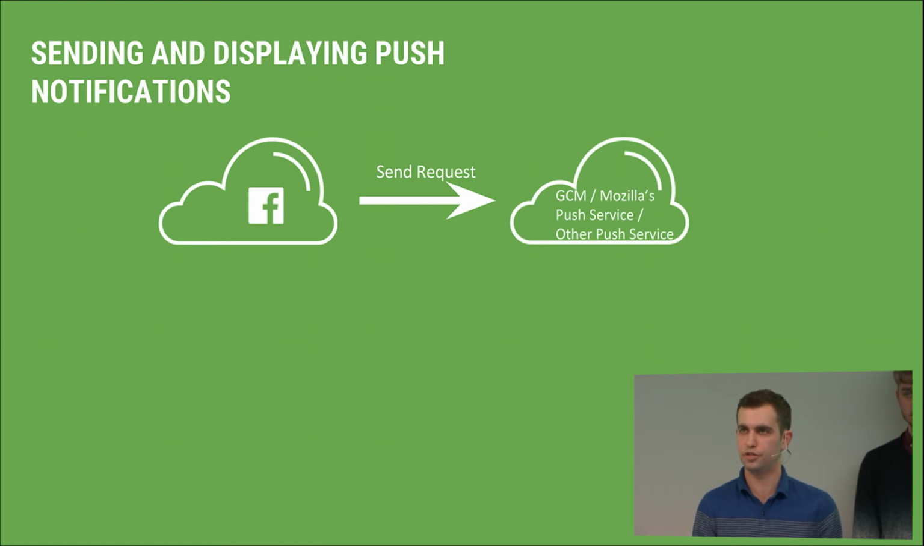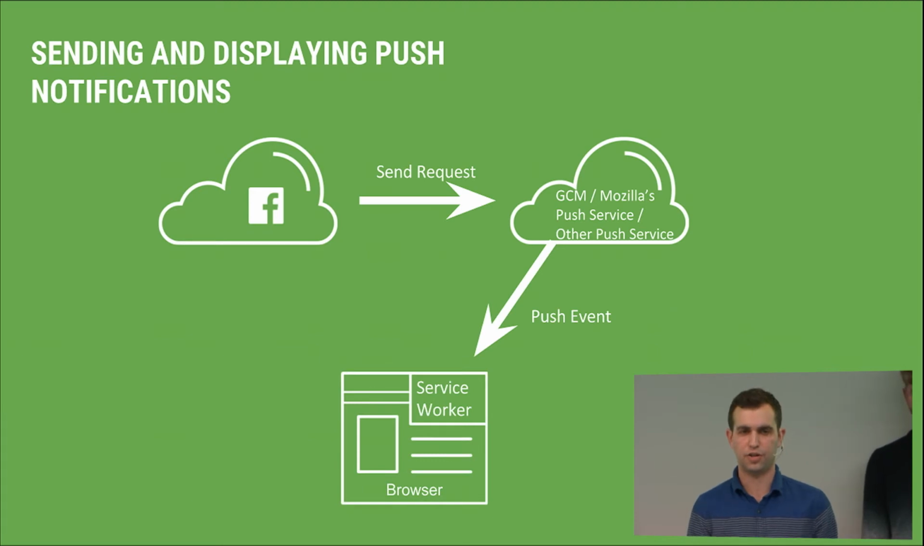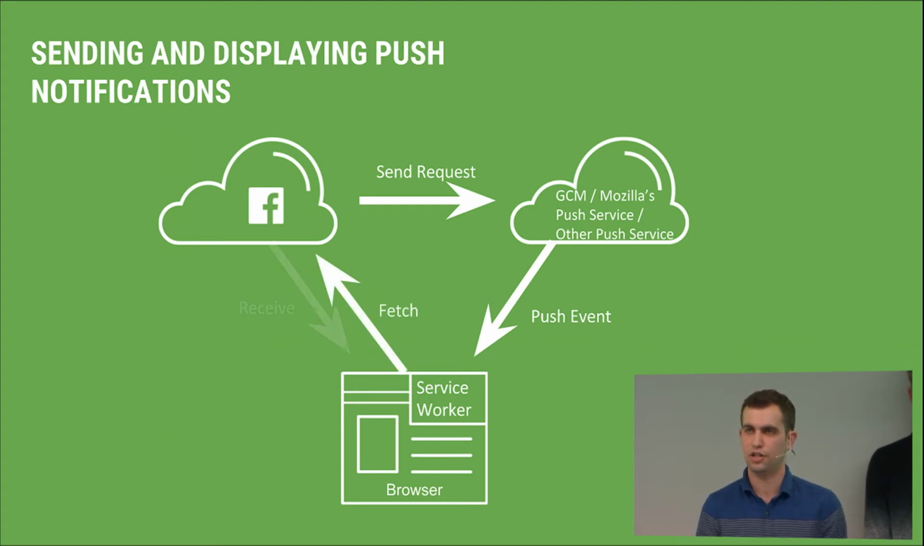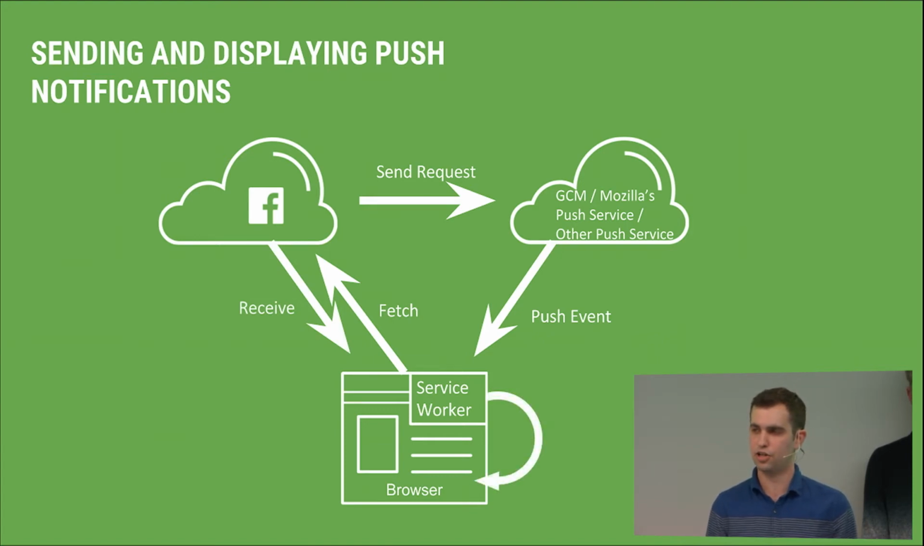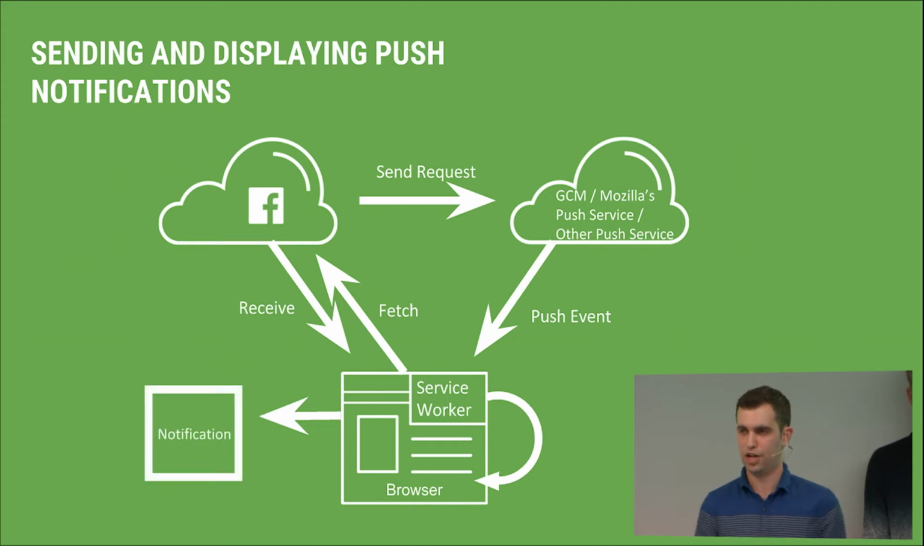GCM, or Mozilla's push service, or the push service for that browser, is already there, and it has a persistent connection with the browser. So it gets the request, and it knows that this request should go to this specific service worker. So it sends a push event using the persistent connection it already has to the browser, and it's like, all right, wake up the service worker and give it this push event. The service worker then wakes up, and it goes to your server. It fetches the content for the notification. It gets the content back, and then it's like, all right, browser, here's the notification to show, and then the notification gets displayed.